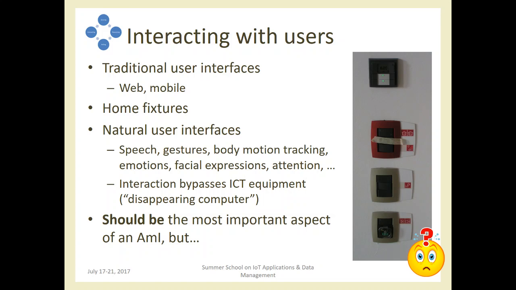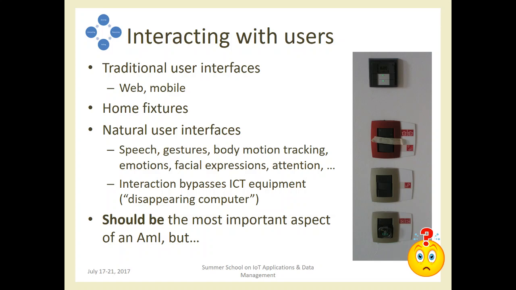So if you do that for gaming, you can do that for everything else. Switching light on could be just a gesture. Opening the door could be another gesture, for example. We have the technology for that. They sell it for video games at 30 euros. Why can't we use it for making our environment more intelligent? So this aspect should be probably the first to think about.